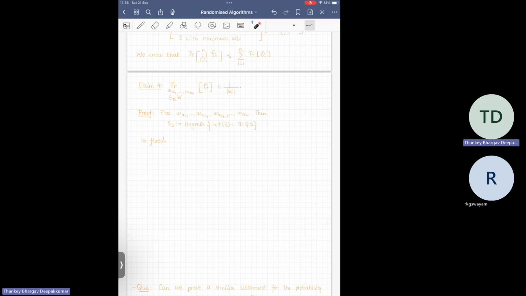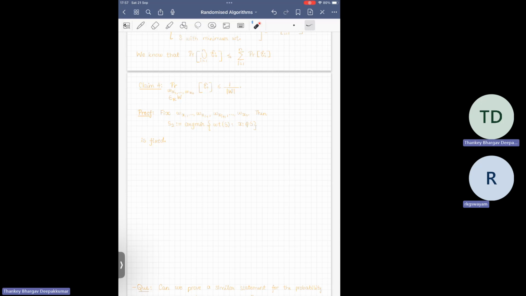Yes. So now I want to say that without looking at what the weight of xi is, I can find out the set with the minimum weight among all sets not containing xi. Yes, so S2 is the minimum weight. I could not understand the meaning of the term fixed as such, but by fixed, I mean that I have given them weights.